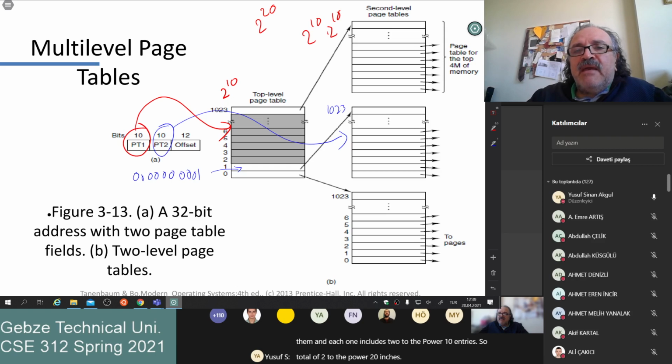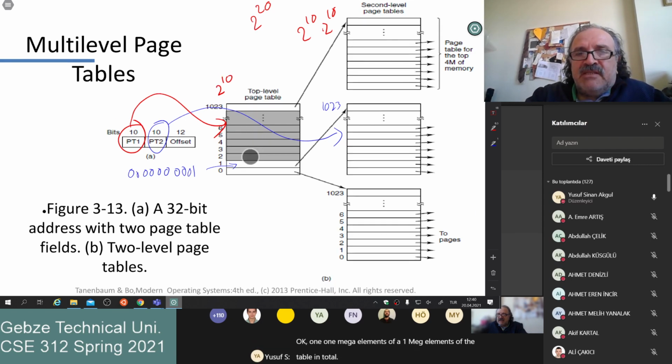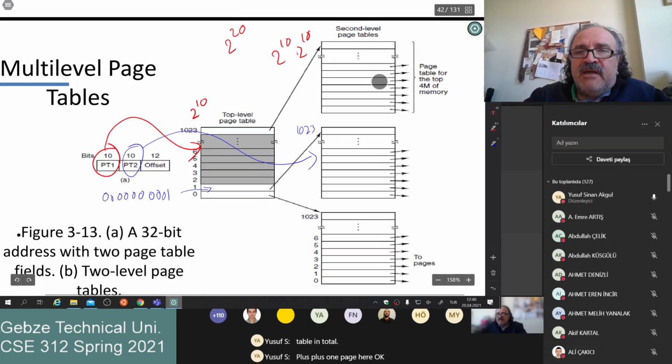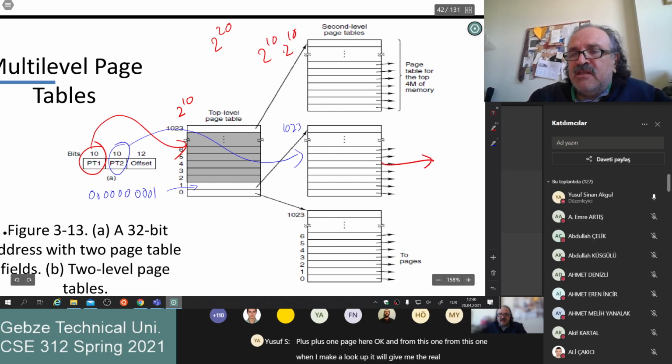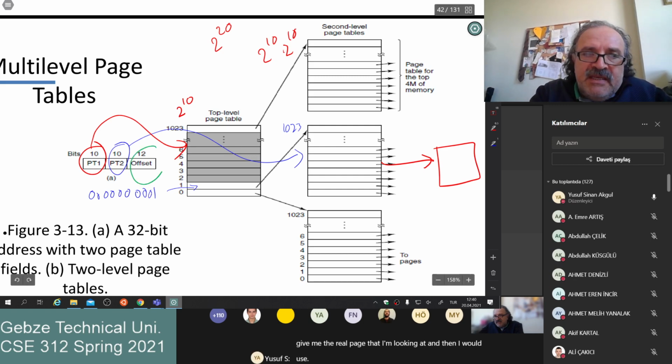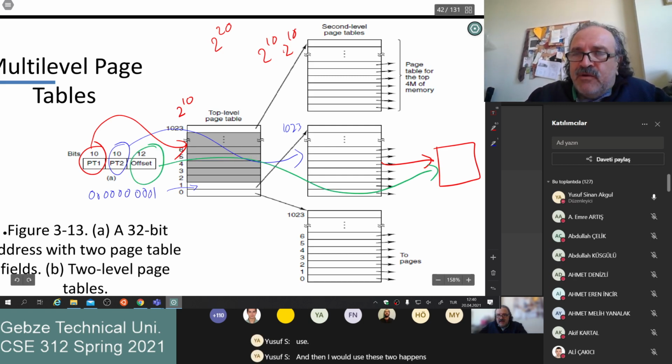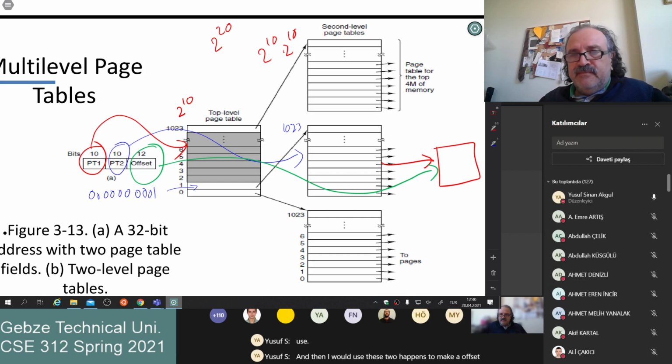One mega elements of table in total, plus one page here. And from this one, when I make a lookup, it will give me the real page that I am looking at, and then I would use these 12 bits to make an offset inside this page. Okay, so that's the idea of multi-level page tables.